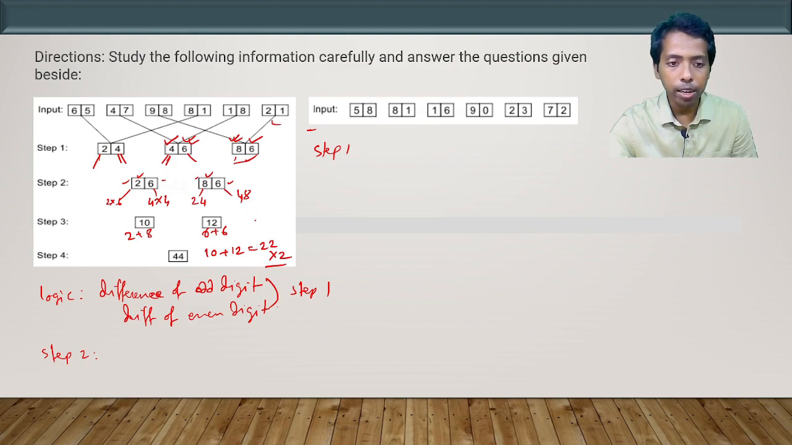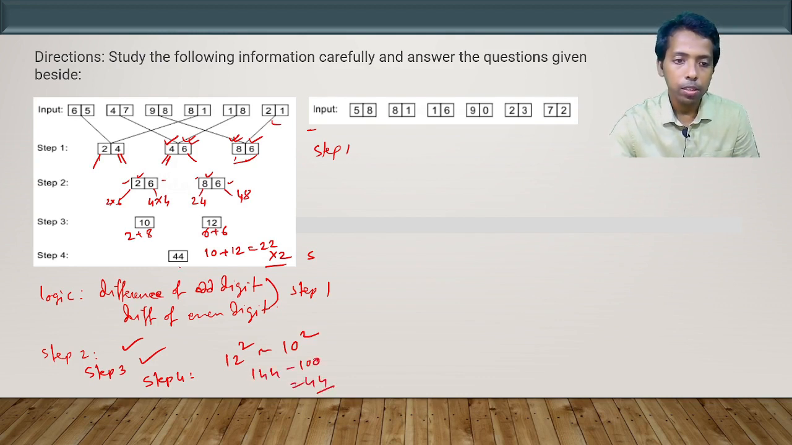Also, we can get the value like this in step 4. Step 2 is okay. Step 3 is also okay. And step 4, the square of the numbers, that is 12 square, 10 square: 144 minus 100. This is 44. Again, satisfying.